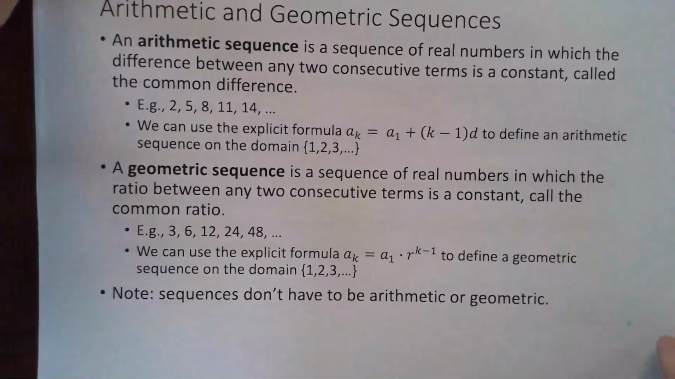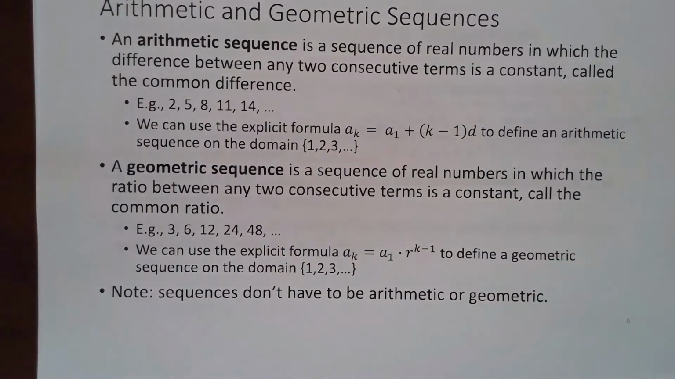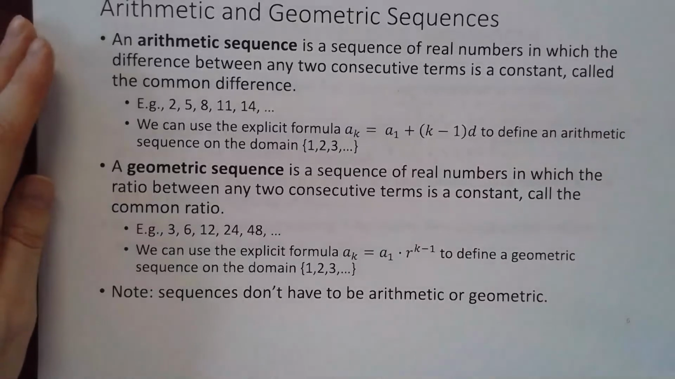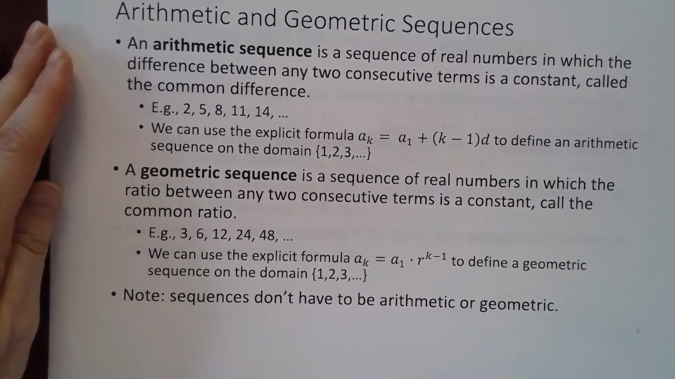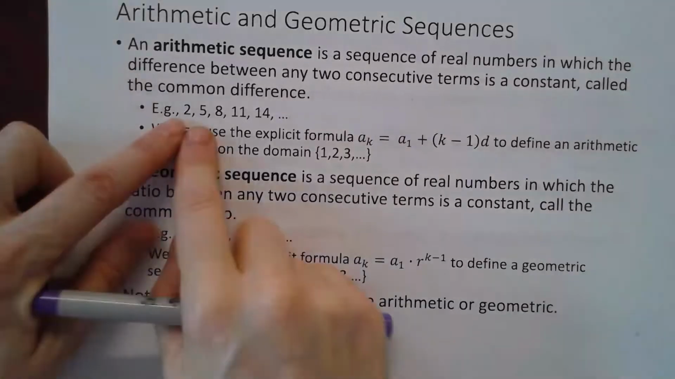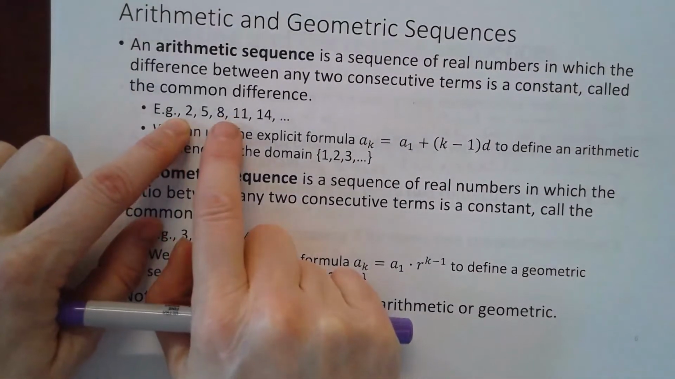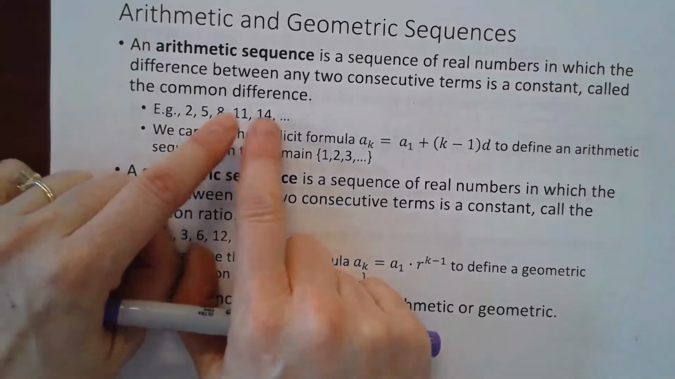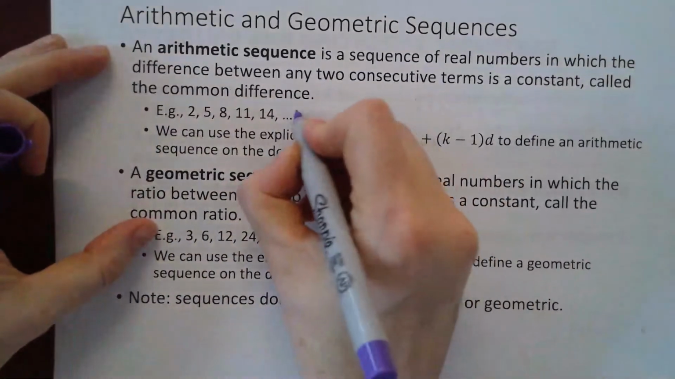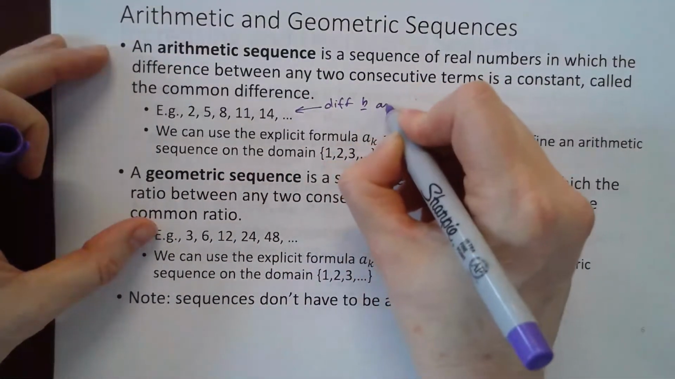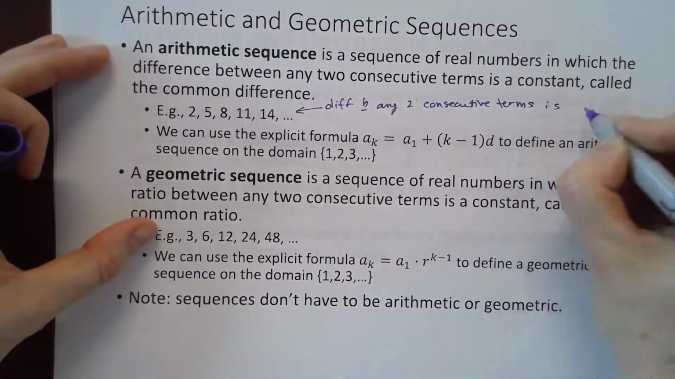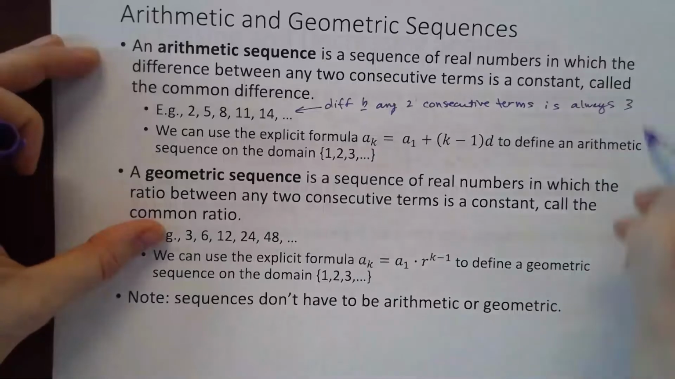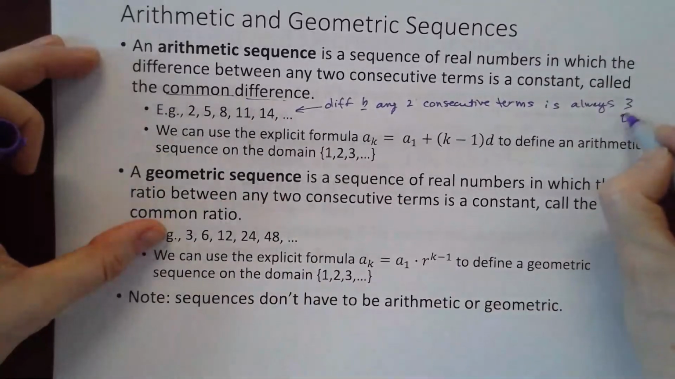And the last thing we need to look at in terms of sequences are two special kinds of sequences called arithmetic and geometric sequences. An arithmetic sequence is a special kind of sequence of real numbers in which when you look at two consecutive terms and look at the difference between them, it's always the same. It's constant. So for instance, the difference between 5 and 2 is 3. The difference between 8 and 5 is 3. These two, the difference is 3. These two, the difference of 3. So the difference between any two consecutive terms is always 3. That 3 would be called the common difference.